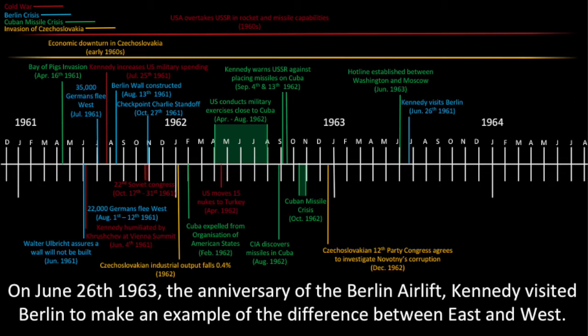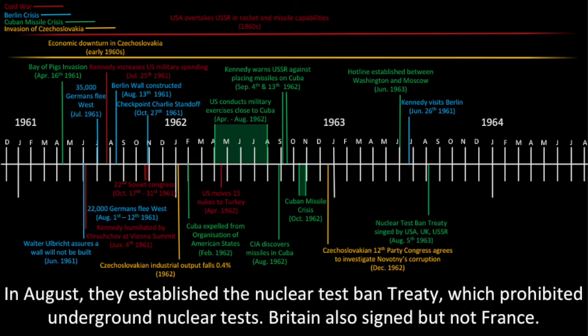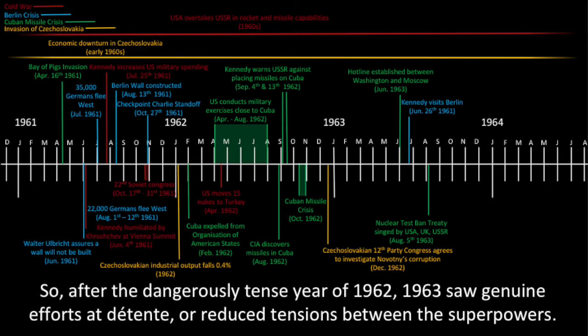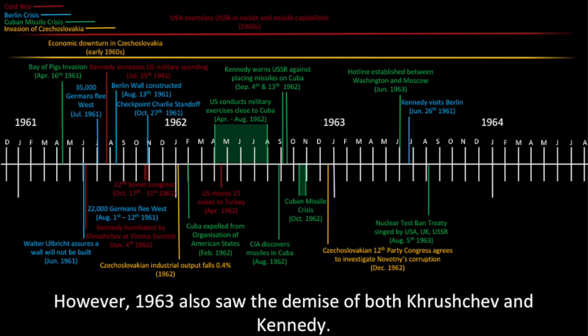On June 26, 1963, the anniversary of the Berlin Airlift, Kennedy visited Berlin to make an example of the difference between East and West. In August, they established the Nuclear Test Ban Treaty, which prohibited underground nuclear tests. Britain also signed but not France. So, after the dangerously tense year of 1962, 1963 saw genuine efforts at détente, or reducing tensions between the superpowers. However, 1963 also saw the demise of both Khrushchev and Kennedy.